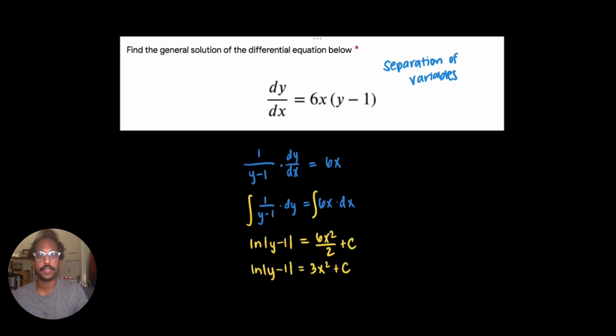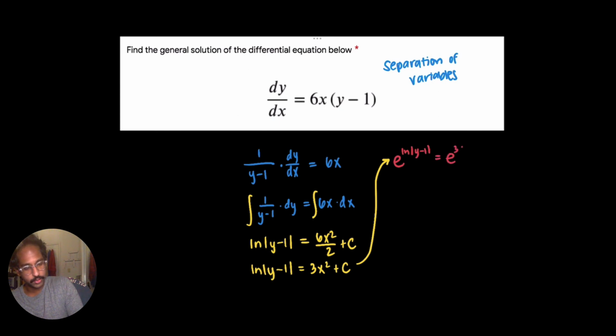Alright, then what do we do next? We need to exponentiate because we don't want ln of y minus 1. We want y by itself. So I'm going to raise both sides to the e power. So I'm going to write that, e to the power of both sides by exponentiating. e to the power of natural log of y minus 1 equals e to the power of 3x squared plus c. These e's, they're going to undo each other. The e and the ln are going to undo each other because they're inverses, and so we're going to be left with y minus 1 equals e to the power of 3x squared plus c.